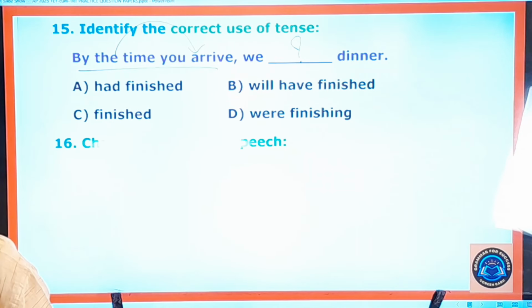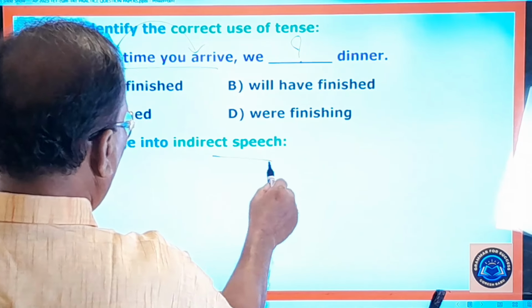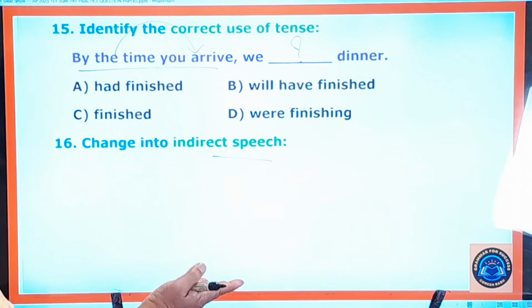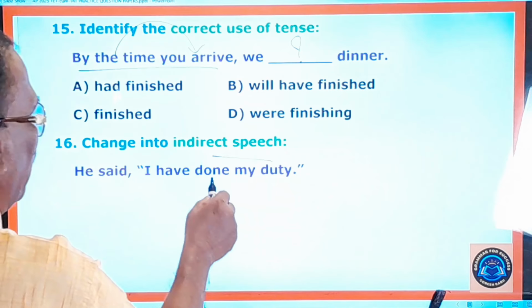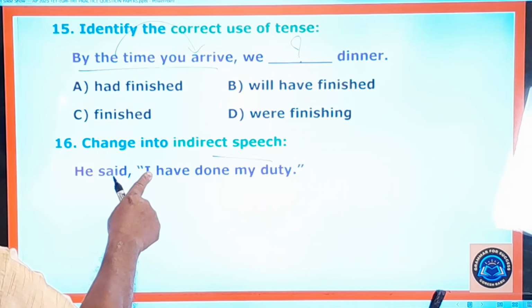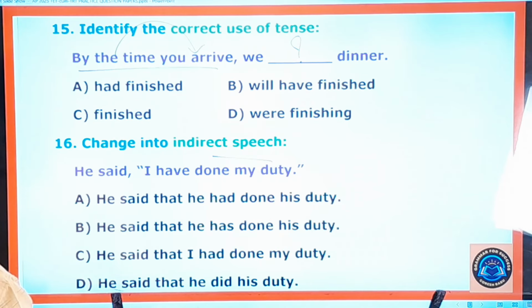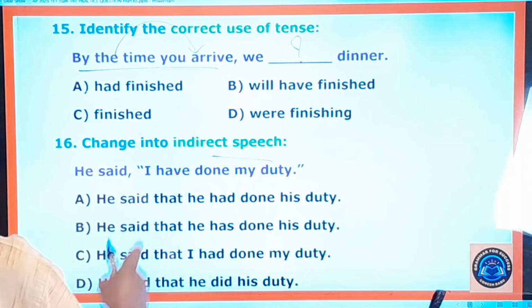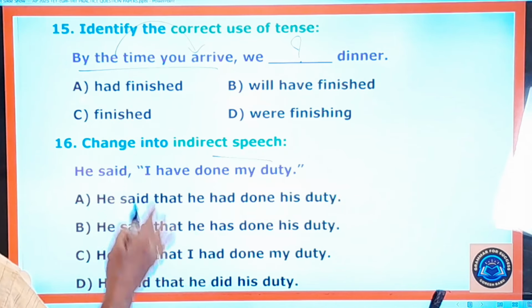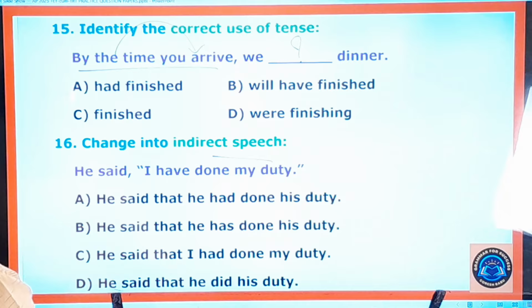And you go to the next question, the 16th one, change into indirect speech. That means some direct speech sentence is given here. You have to change that into indirect speech. So what is that sentence given? He said, I have done my duty. It's a very normal and simple sentence given in direct speech. And now what must be its indirect speech? Let us look at the given options. He said that he had done his duty. He said that he has done his duty. He said that I had done my duty. He said that he did his duty. So what is the right option? You can choose that as your answer.